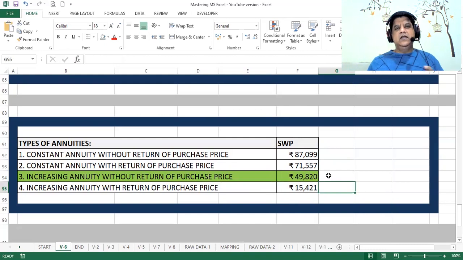Now, does this make sense for you? No. So the best of all the 4 options which are there is option number 3, which is increasing annuity to take care of inflation and without return of purchase price. So for that category, at least the annuity amount or the SWP will be higher. So this brings me to the end of this video.